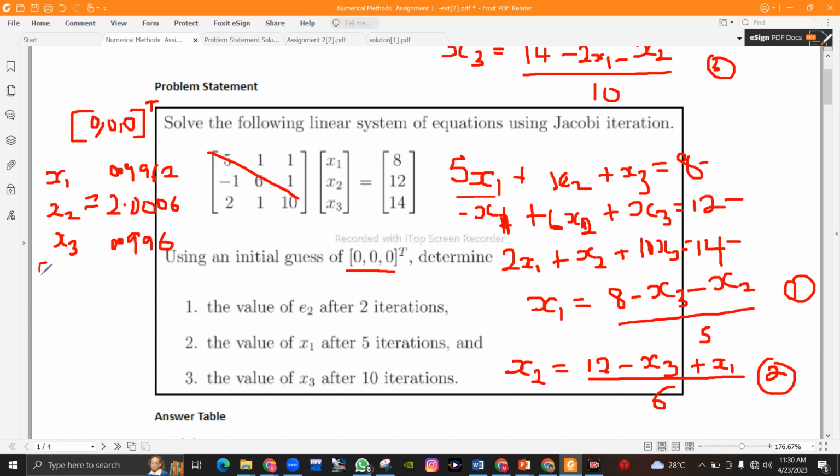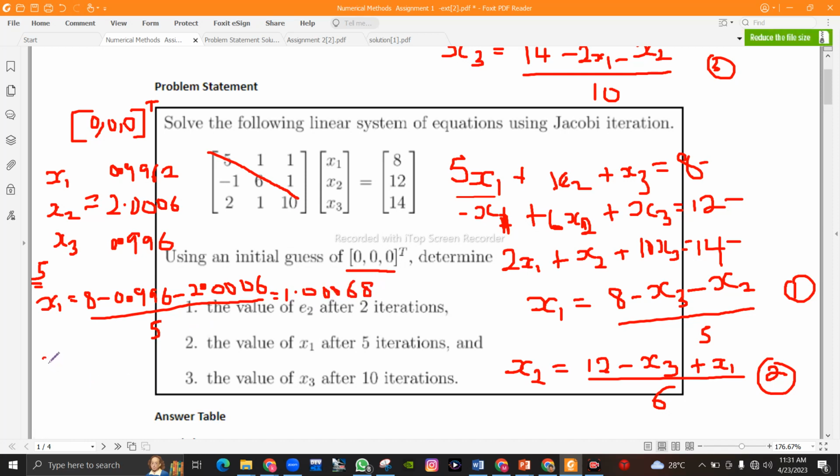The fifth iteration, we are going to get x1 to be equal to 8 minus x3, which is 0.996, minus x2, which is 2.0006, divided by 5. If you calculate this, you're going to get 1.00068.